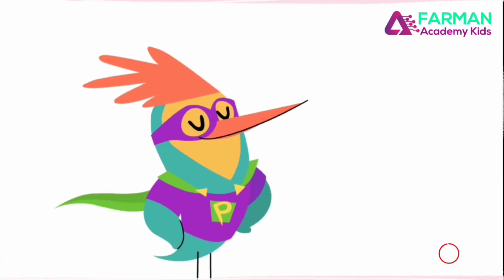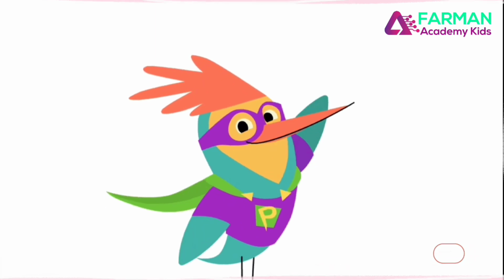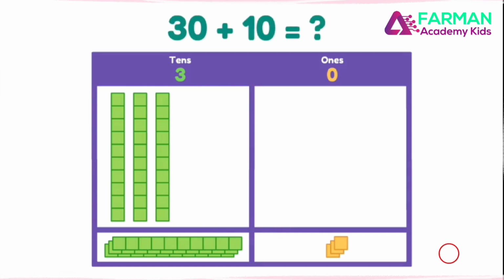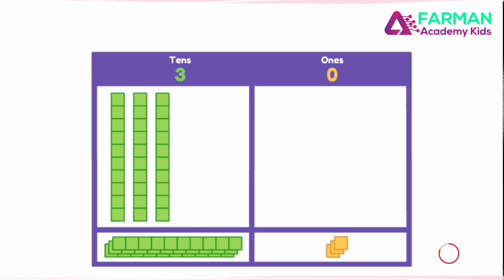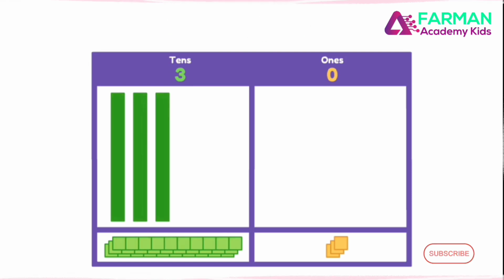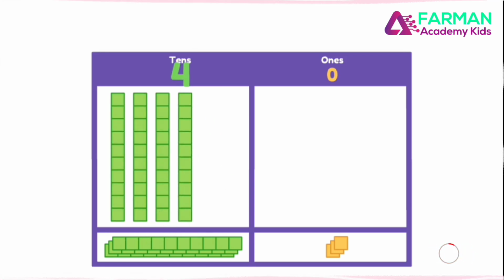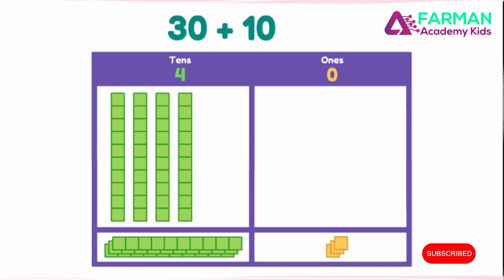Super Pack here. Let's solve this equation. We have 30 blocks, and we are adding 10 blocks. What is 30 plus 10? This is the tens place. Since we are adding one group of 10 blocks to 30, we are adding 1 rod to the tens place. 30 plus 10 is 40!